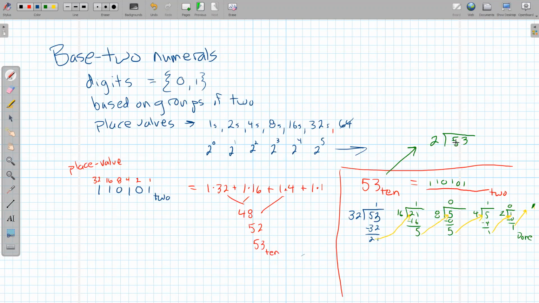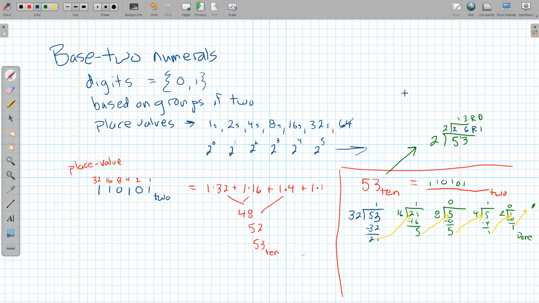2 goes into 5 twice, 1 left over. 2 goes into 13 6 times with 1 left over. And then I just keep dividing by 2. So 2 goes into 26, I think that's 13 times, remainder 1. No, I lied. Remainder 0. It's an even number. Yep.